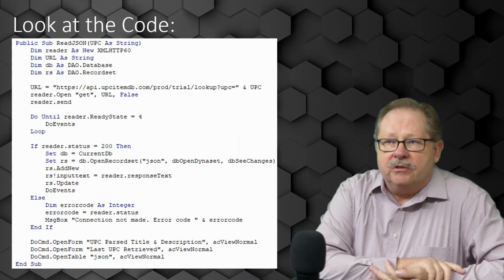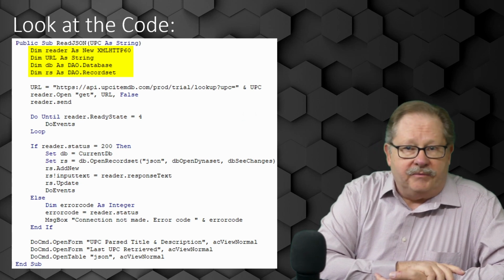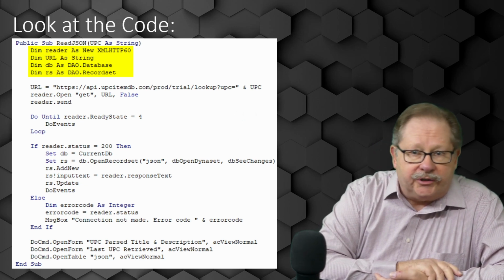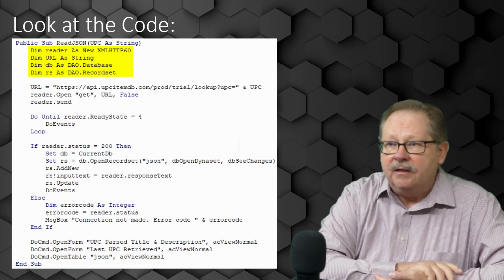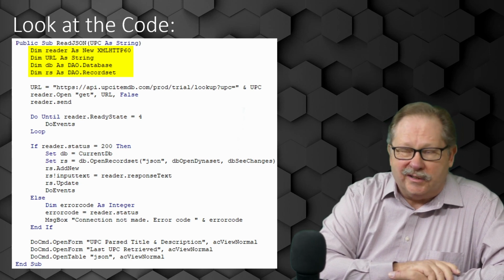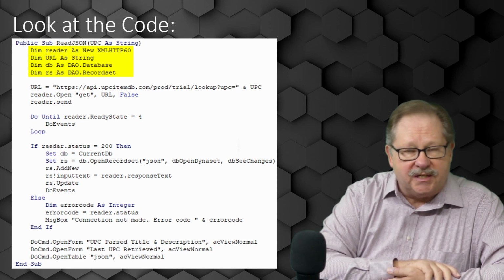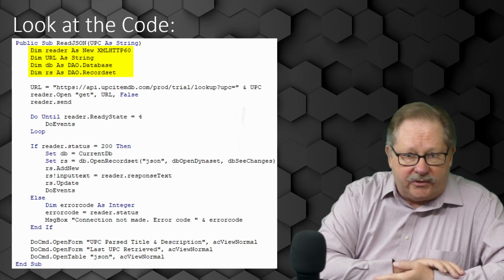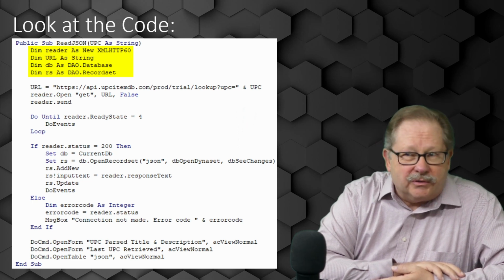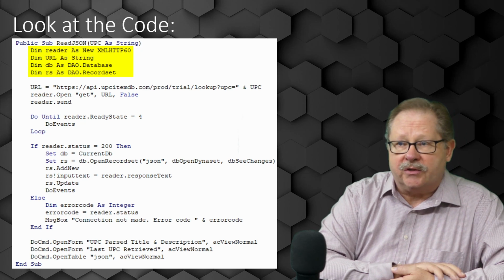Now, what you'll notice is you'll have to dimension a few different variables. I want to dimension a variable called reader, which is the data that I'm sending. I want to have a URL that I'm going to send, and I'm going to define that as a string. And I'm going to have to set up a database and a recordset. Now, information on how to use those is found in other videos, so you can go check those.